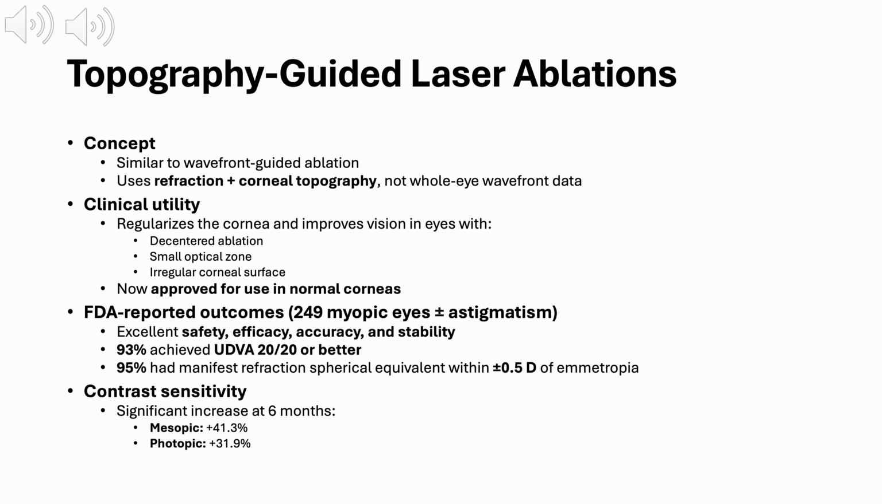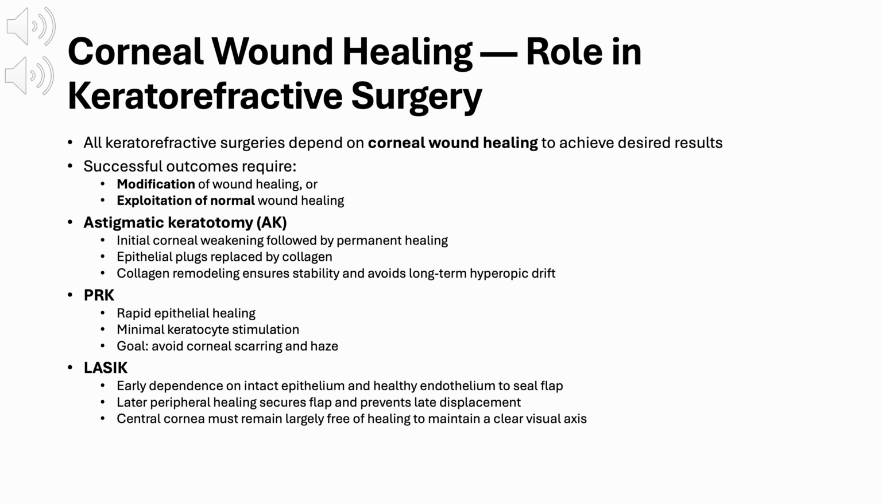One of the most compelling findings is the improvement in contrast sensitivity. At 6 months, patients demonstrated significant gains under both mesopic and photopic conditions, reinforcing the idea that topography-guided treatments may offer advantages in functional vision, not just Snellen acuity. So the key takeaway is that topography-guided ablation is particularly powerful when the goal is corneal regularization, and it has evolved from a niche tool for problem corneas into a mainstream option for enhancing visual quality even in otherwise normal eyes.